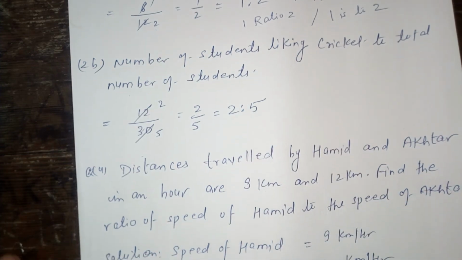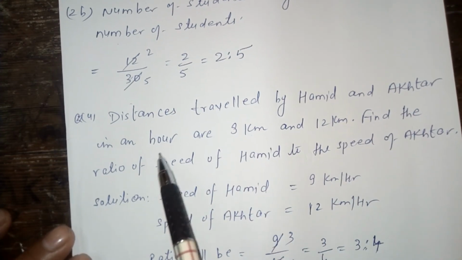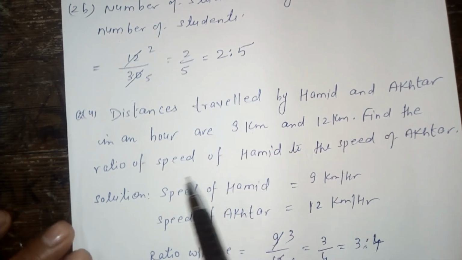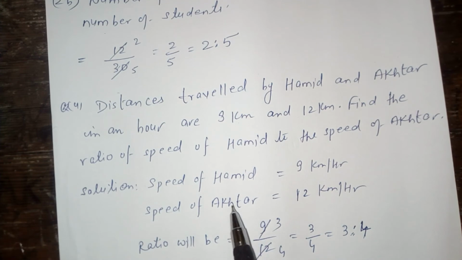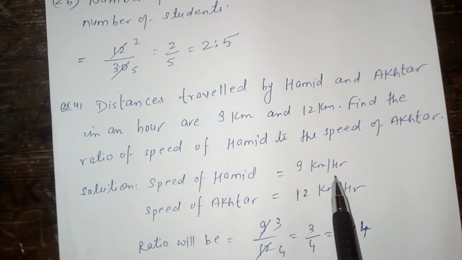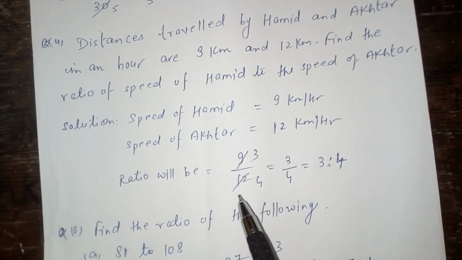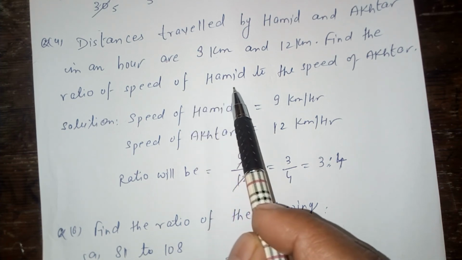Okay, my dear student, your next question is: the distance traveled by Hamid and Akhtar in an hour is 9 km and 12 km. Find the ratio of the speed of Hamid to the speed of Akhtar. According to the question, the speed of Hamid is 9 km per hour and the speed of Akhtar is 12 km per hour. So the ratio will be 9 upon 12.